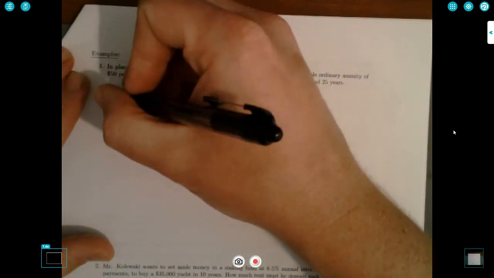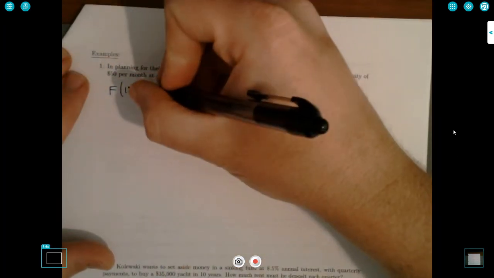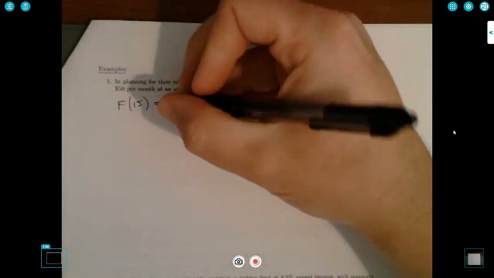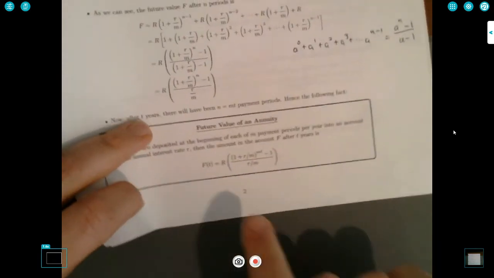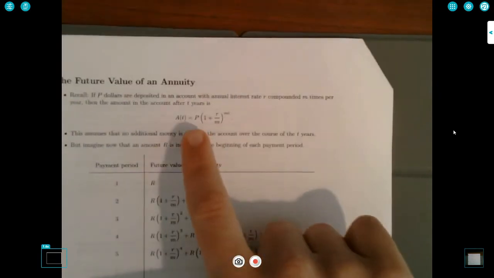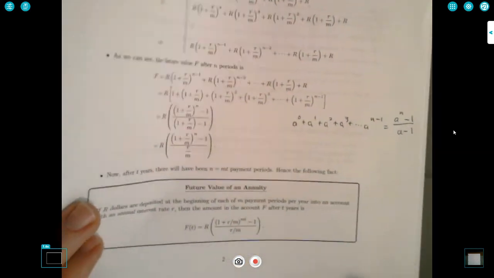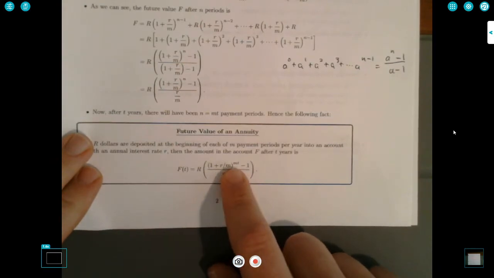So the future value after 15 years is going to be the rent, right? The monthly payment R. So the rent, $50 times 1 plus R over M to the MT. That's pretty standard, right? We're used to working with that kind of thing. 1 plus R over M to the MT.